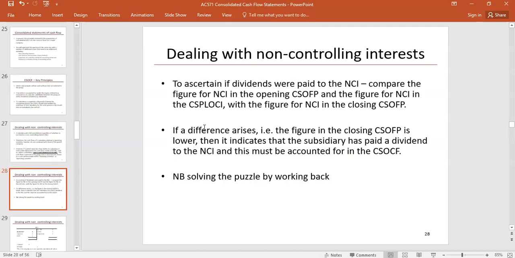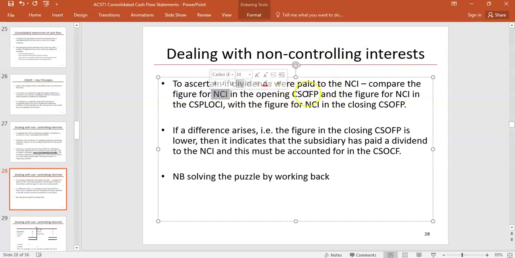Right? So to figure out if there is dividends, we need to compare the opening NCI figure, which will be given in the statement of financial position, the closing NCI figure, which will also be given, and any P&L profit for the NCI. So remember, you'll be given a consolidated P&L fully completed. You'll be given 2 consolidated statements of financial position. And if there's any difference, then you have to explain it.